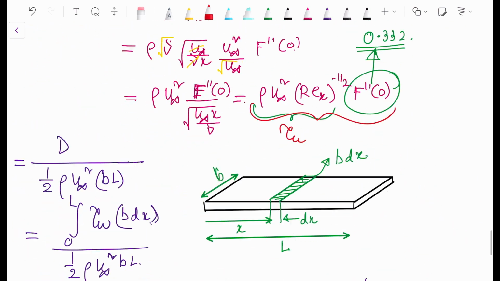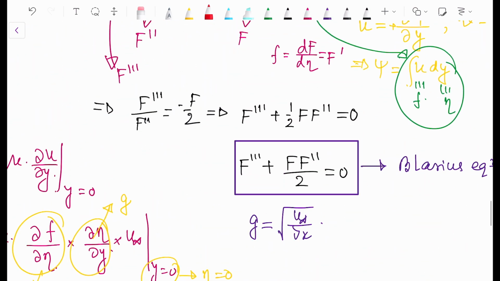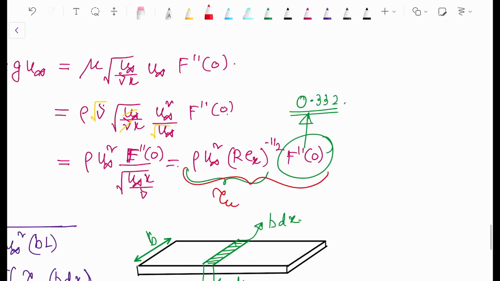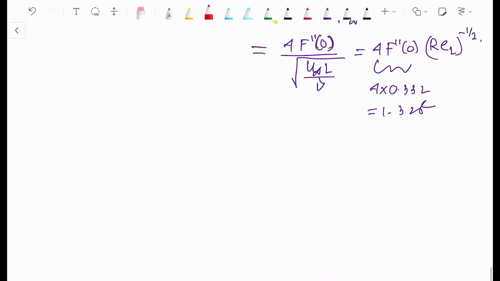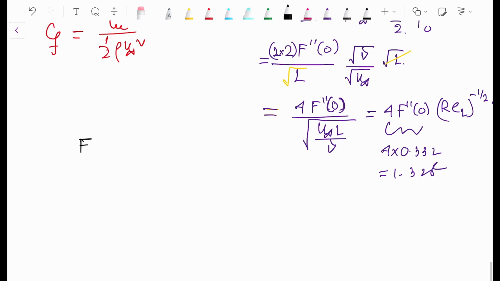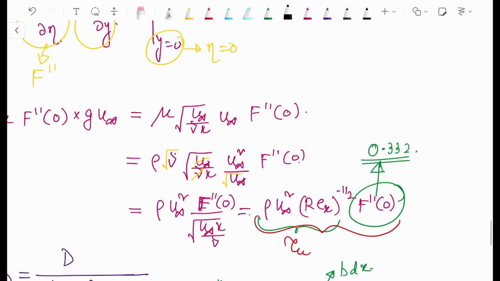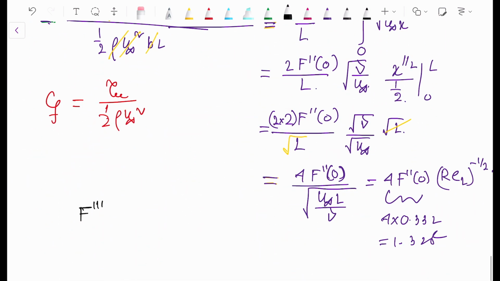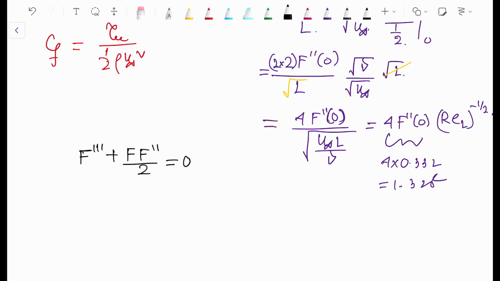And also, now let me come to some numerical part. So f triple dash plus f into f double dash by 2 equal to 0. So this was the Blasius equation. This is a third order ODE, right?